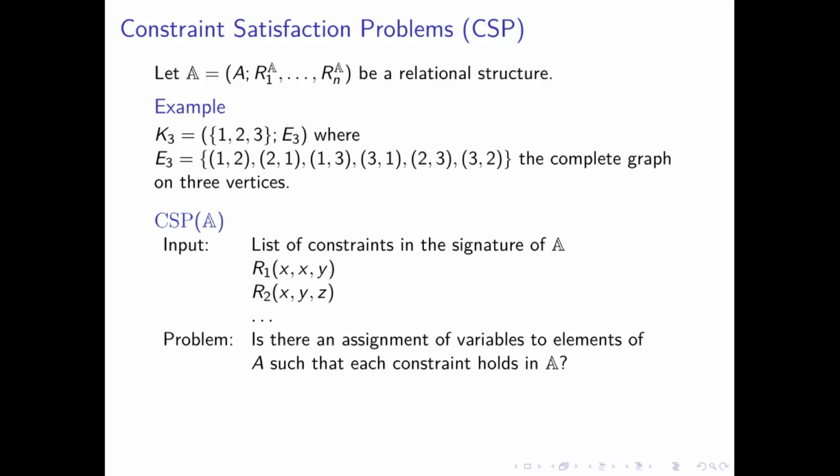And the problem is: is there an assignment of the variables to elements of A such that each constraint holds? So can you plug in the values from the domain of A such that when you plug in those values, for instance, in this case, X, X, Y, whatever you get is that actual tuple of R1 in A here. Okay, so that's a constraint satisfaction problem. And in the previous example that I've given, this can be interpreted as: is a given input graph 3-colorable, CSP K3, where K3 is the complete graph on 3 vertices.